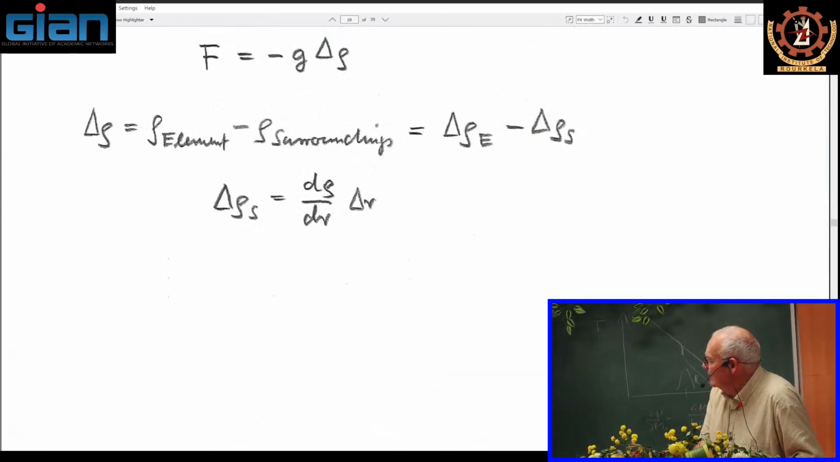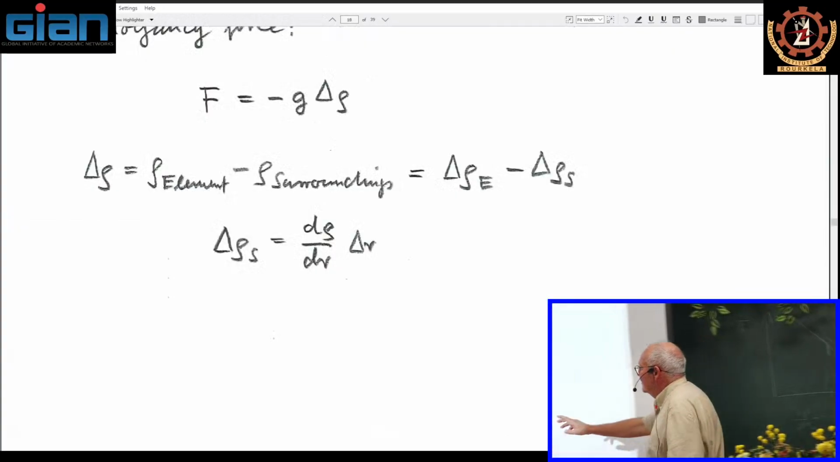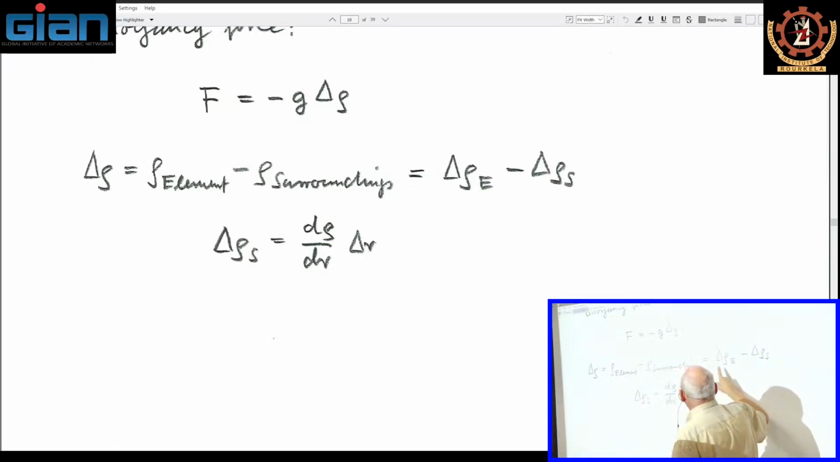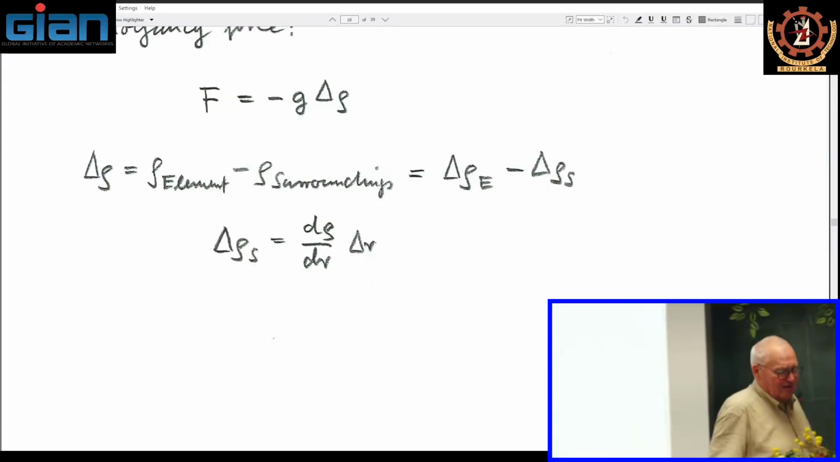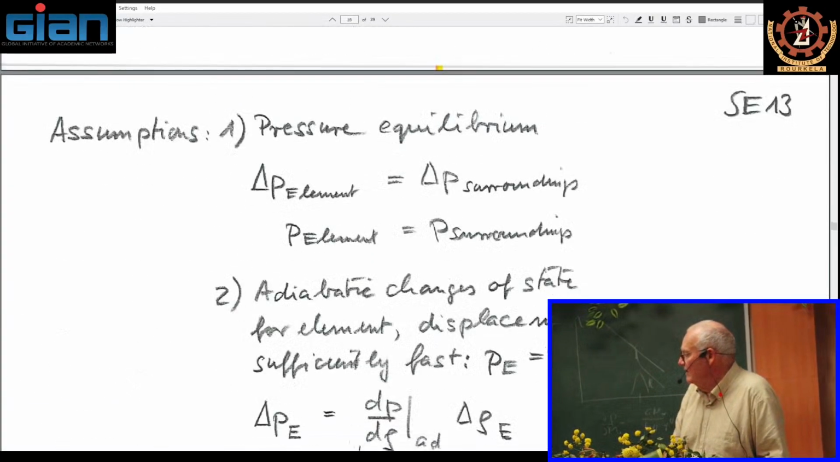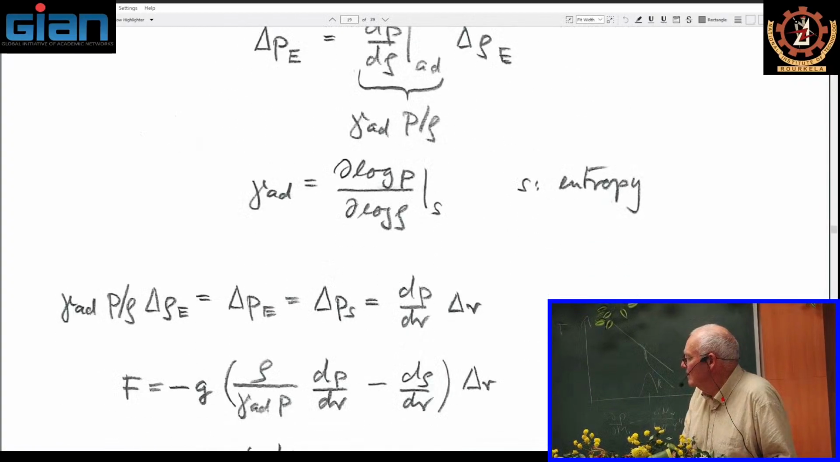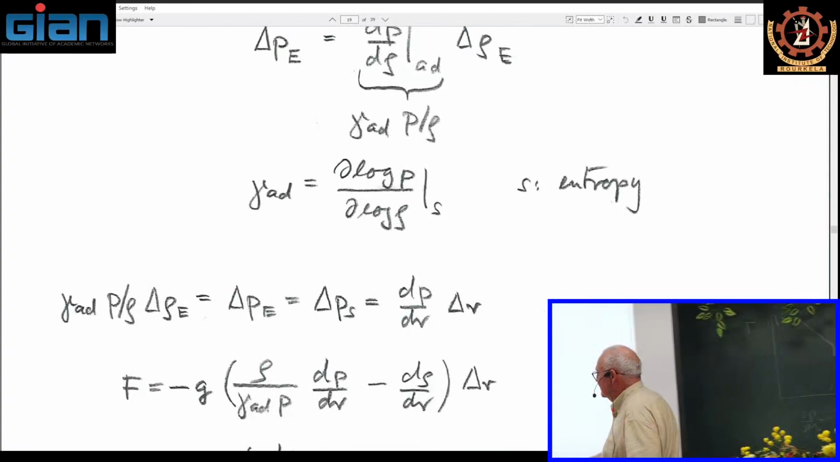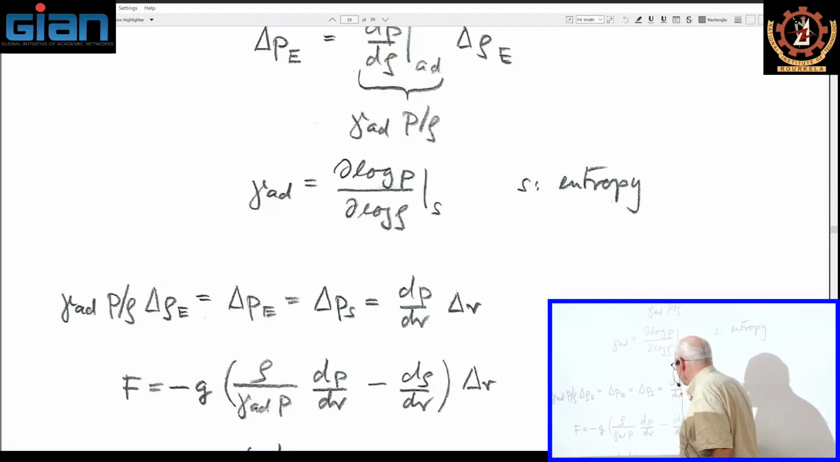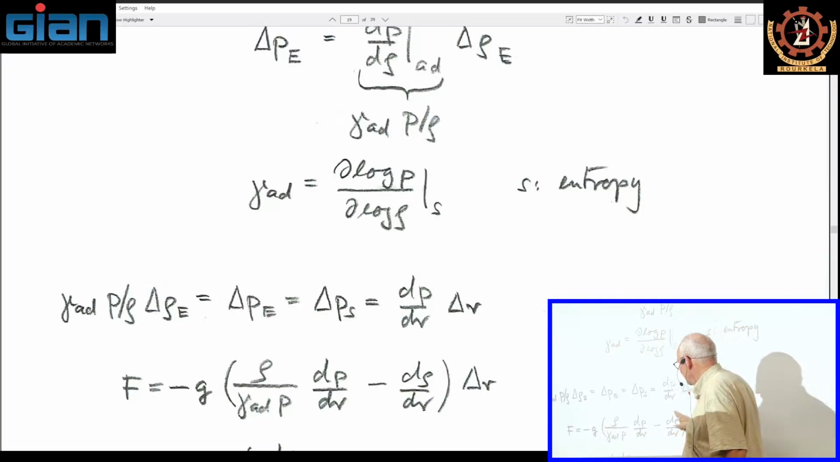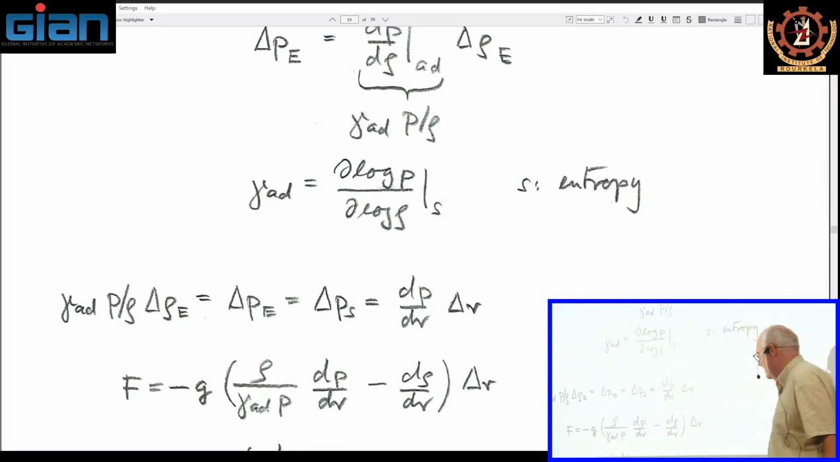Let's go back to see. This was the force, or the force per volume, was minus g times delta rho. Delta rho was delta rho E minus delta rho S. Delta rho S was density gradient times delta R. And combining all this together, we are left with the force is minus gravity times, this comes from delta rho E and this comes from delta rho S. So we are left with force is minus gravity times these bracketed terms times delta R.